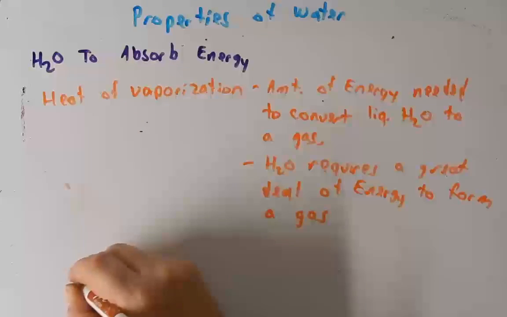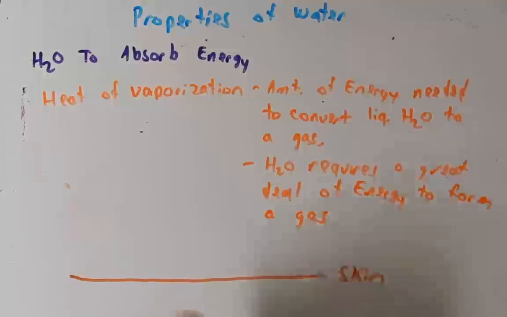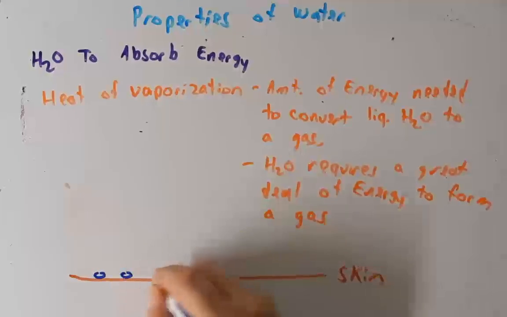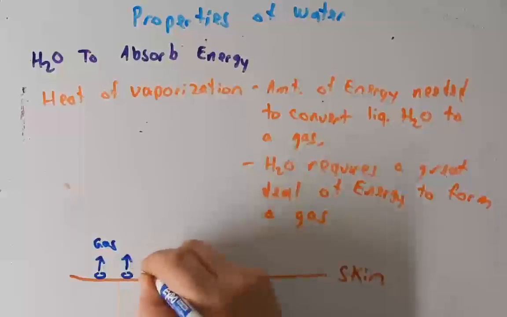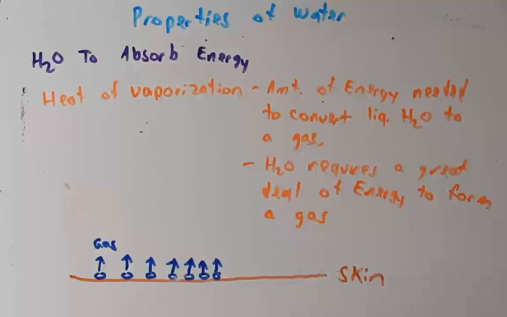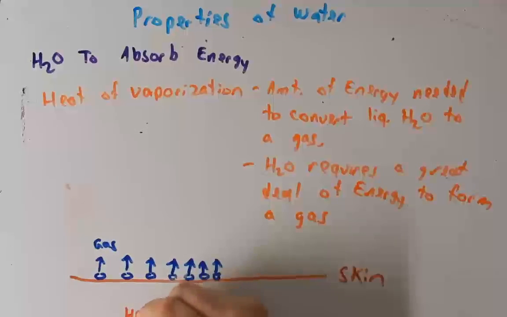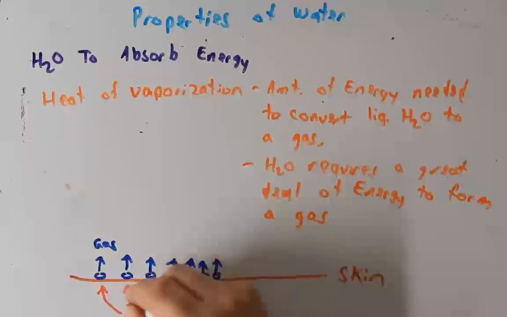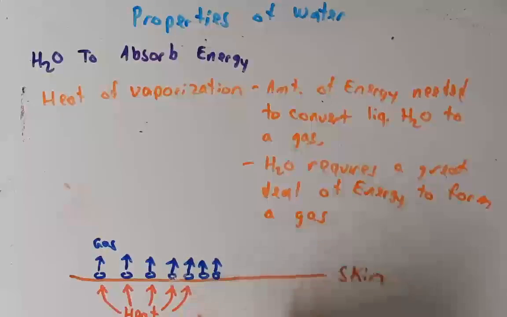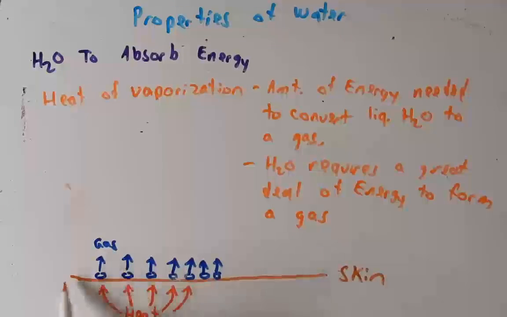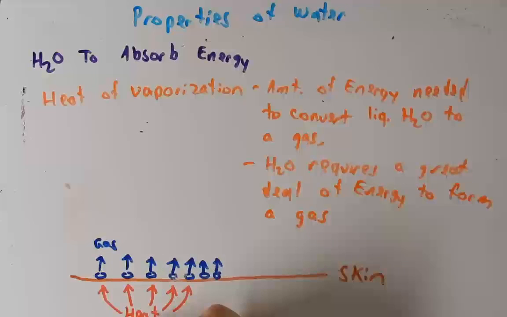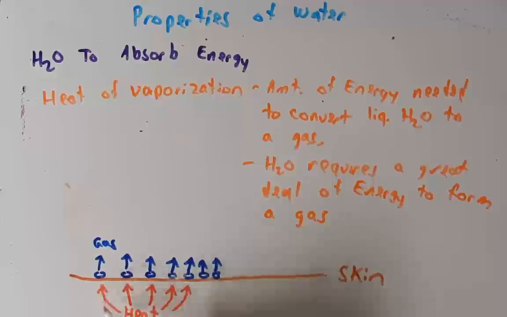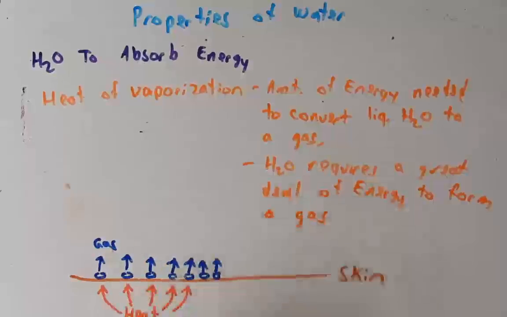So let's draw the surface of someone's skin here. As one sweats, I'm just going to draw small droplets of water here. In order for this to vaporize and form a gas, these water molecules have to absorb a great deal of heat from our body. So I'm going to say this again. On a hot day, sweat will form on our skin. In order for it to vaporize and form a gas, your body has to release a lot of heat into these water molecules, our sweat. This allows our body to remain cool on very hot days.